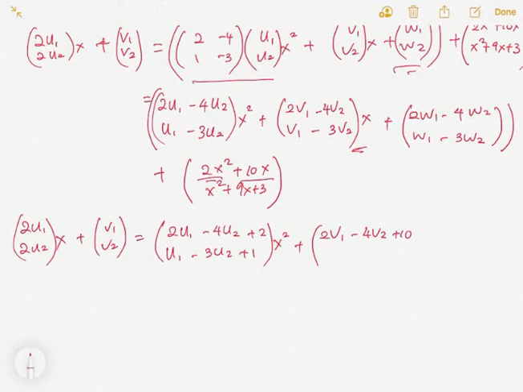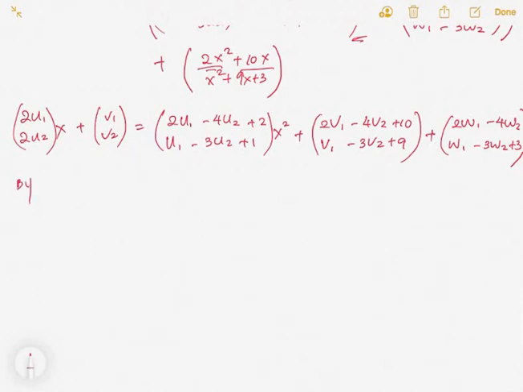Okay, for the power of x, v1 minus 3v2 plus 9, and then plus 2w1 minus 4w2, w1 minus 3w2 plus 3. Okay, now by equating coefficient, compare x squared.